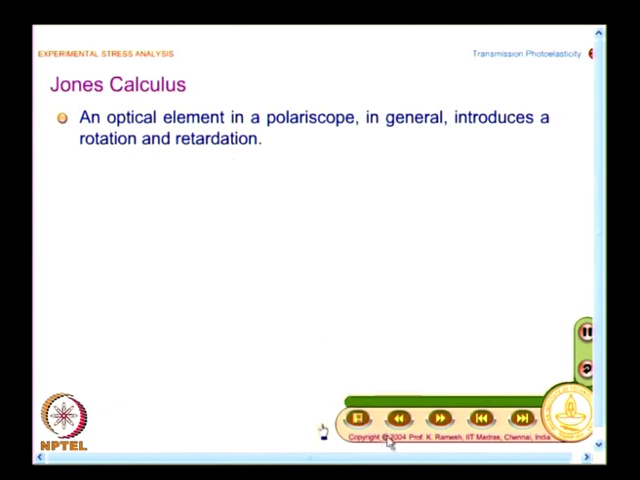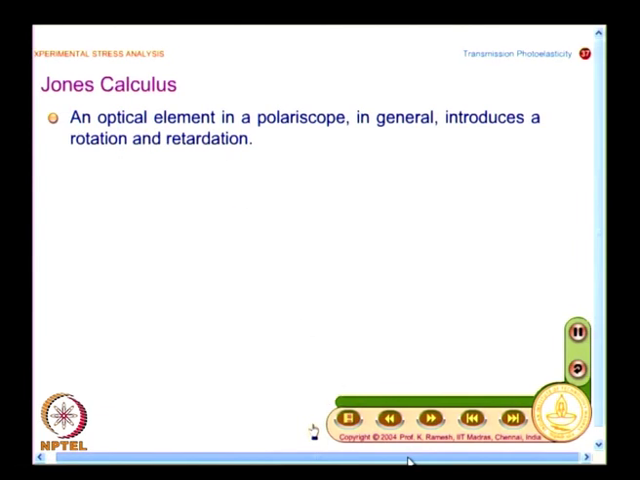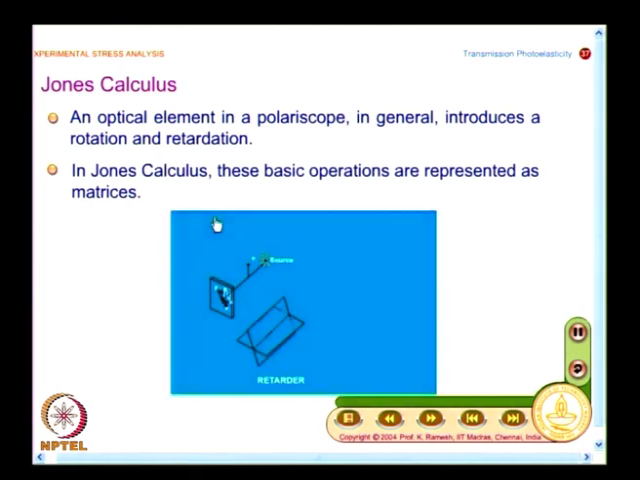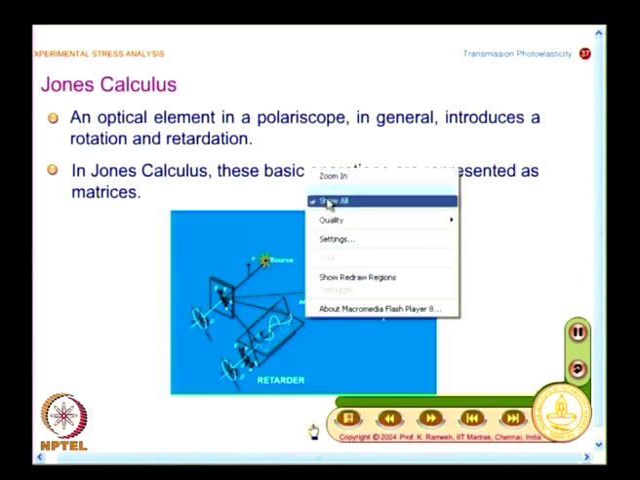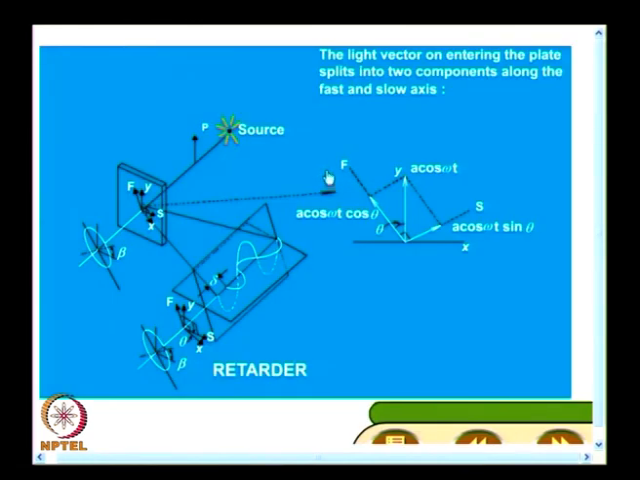And our interest is, you want to have this as matrix operators. With that, the analysis becomes a lot simpler. So, this is what we want to look at. The basic operations are represented as matrices. And I said in one of the earlier classes when we introduced this, you are going to see this animation again and again in the course, and we had actually analyzed a crystal plate.